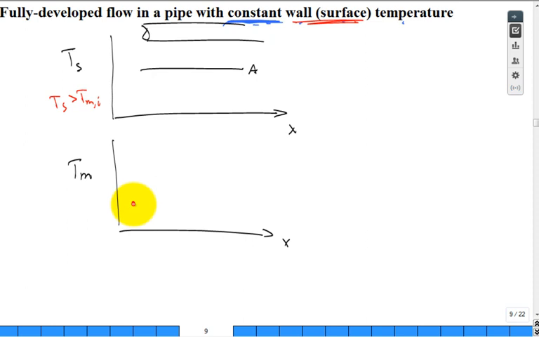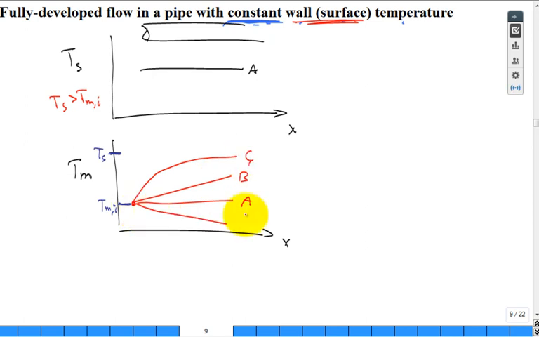Does the mean temperature look like this, A, not change, constant? Or does it look like this, B? Or on this same plot, I'm going to put right here T_s, because it's higher temperature than T_m in. Right there's T_m in, here's T_s. Does it look more like this shape? Or does it look like that? So this is C or D. Go ahead. Tell me, what does that mean temperature profile look like?